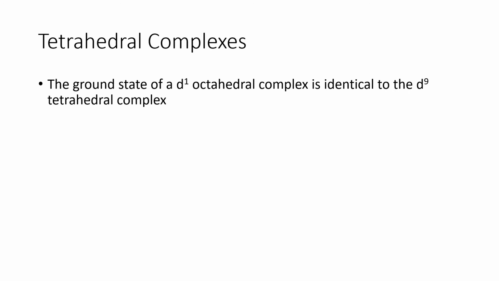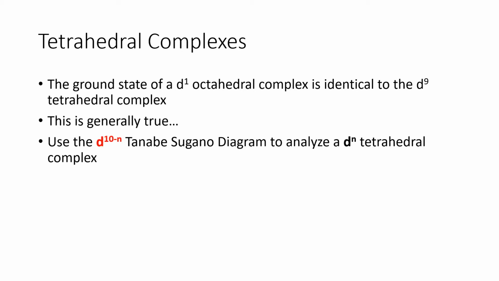So to understand a tetrahedral complex, what we saw was that the ground state of a D1 octahedral complex is identical to that of a D9 tetrahedral complex. We're just talking about the term, the ground state term, okay? And this is now a symmetry term since it's in this distorted shape. It's not a free ion. So D1 is correlated to D9, and so what's generally true is that if you use the Tanabe-Sugano diagram for D10 minus n for any n electrons in a tetrahedral complex, you'll be using the proper diagram, right?